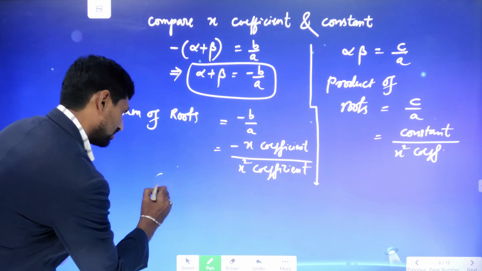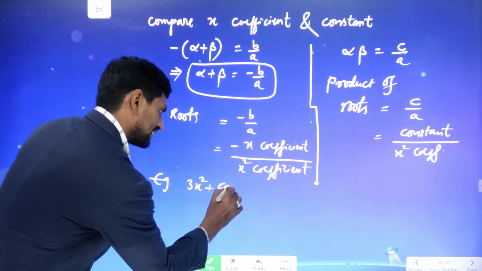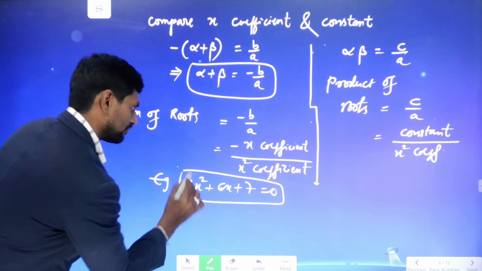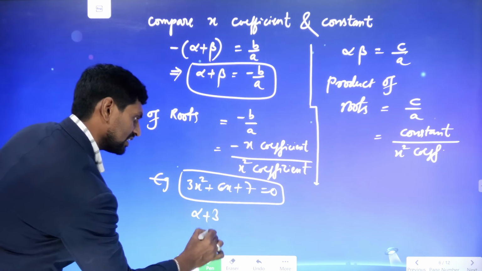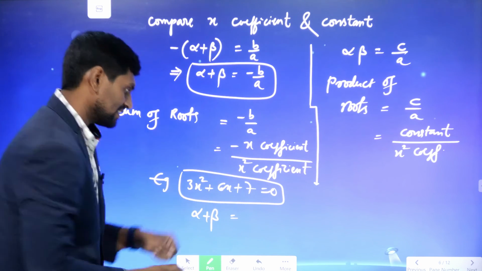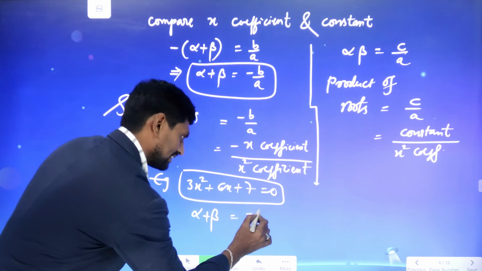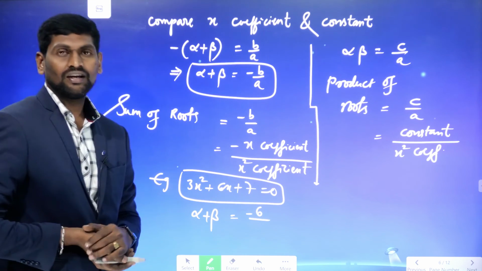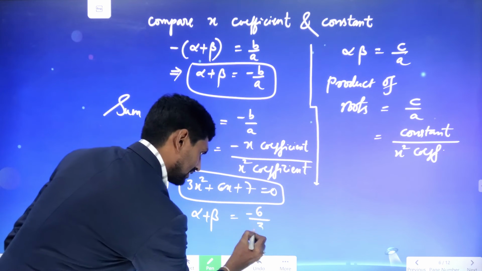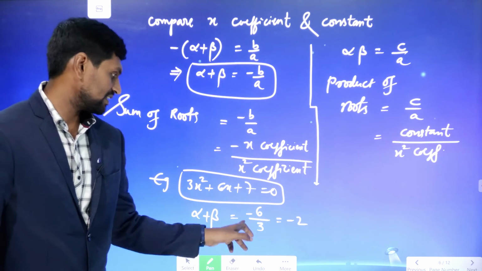Now see one example here only. Just 3x square plus 6x plus 7 equal to 0. For this equation, sum of roots, what is alpha plus beta? Minus b by a. That means minus x coefficient. X coefficient means 6, by x square coefficient. X square coefficient means 3. Answer is minus 2. Because 3 table in 6, 2 times, minus is there, minus 2.